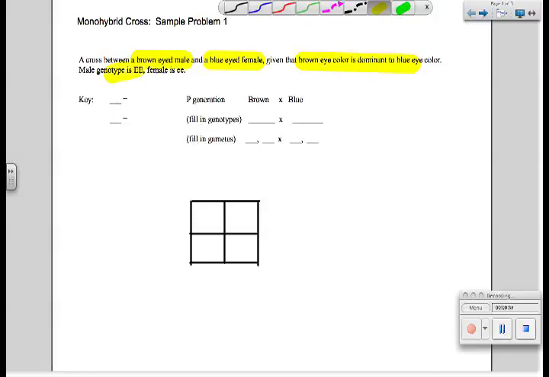We're also given further information that brown eye color is dominant over blue, and that the male genotype in this case is big E, female, little e. Once I've picked out the important information in the problem, I can then go about solving the problem.